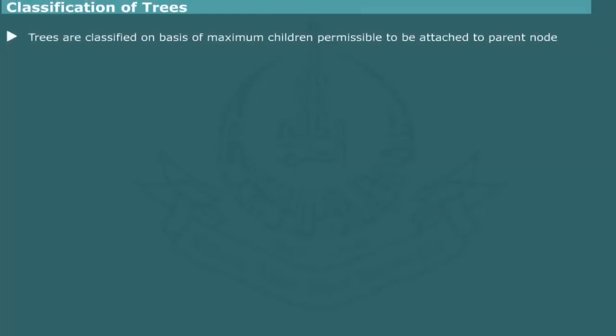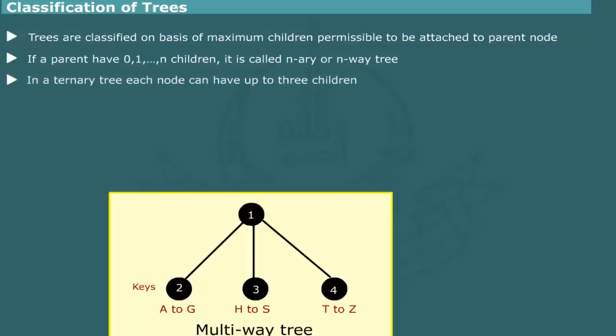Classification of trees. The tree structures are classified on the basis of the maximum number of children permissible to be attached to a parent node. If in a tree a parent has 0, 1 to n children, it is called an n-ary or n-way tree. A ternary tree, for example, is the one in which each node can have up to 3 children.